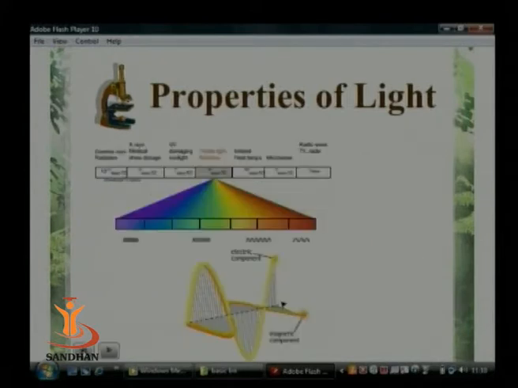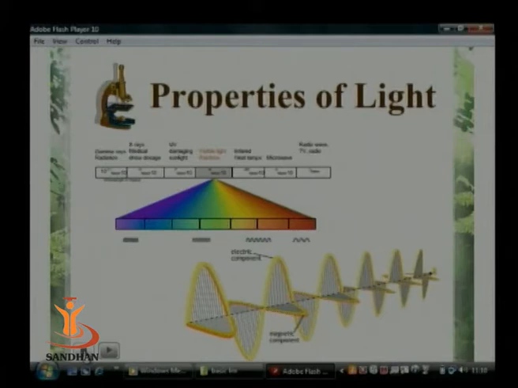Let us have a look at how exactly the light rays are propagating. As I told you in the beginning, light is propagating in the form of electromagnetic radiation. You can see here very clearly two different components of the light waves. The electric component and the magnetic component are propagating perpendicular to each other, and that is how light is propagating.